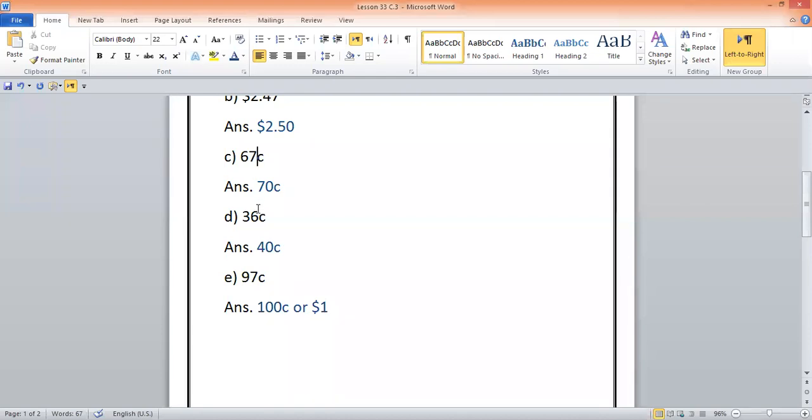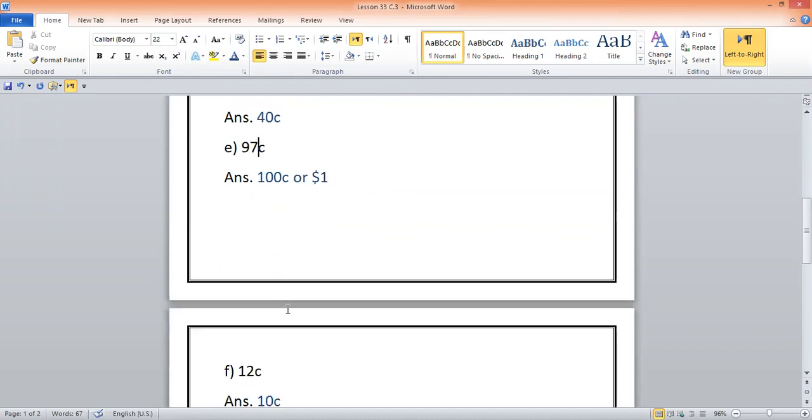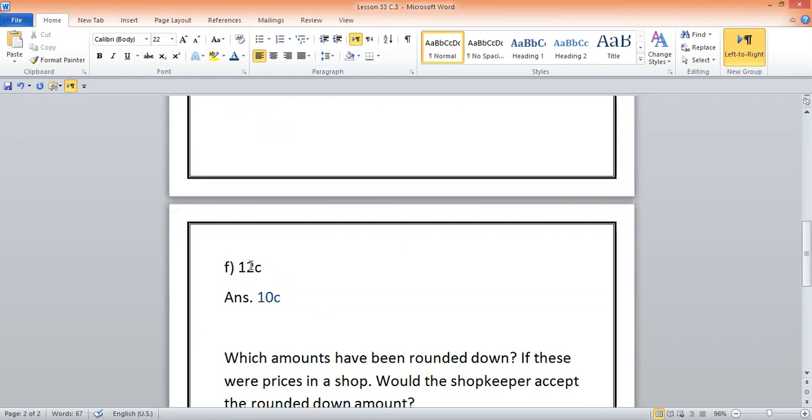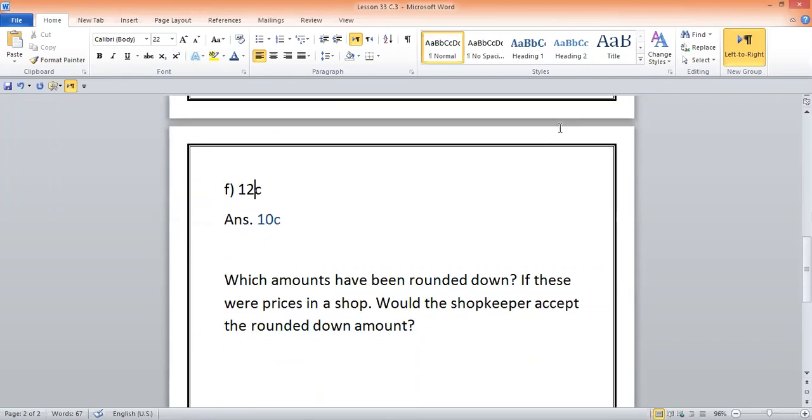So 67 becomes 70. Coming to 36, instead of 6 you write 0, and instead of 3 you will write what? 6 is more than 5, so you will add 1. 3 plus 1 is 4. Same here, 97: 7 is more than 5, add 1 to 9, it becomes 10, and write 0 on the ones place. In 12, 2 is less than 5, so we don't need to add 1 here, write 1 and add 0. Clear, guys? Do you have any problem in rounding to the nearest 10? No, sir. That's very good.